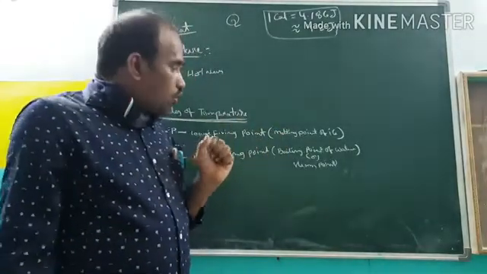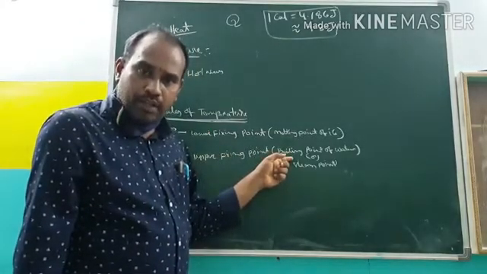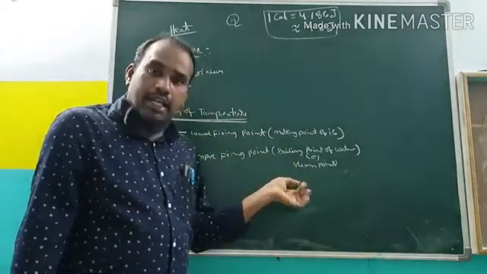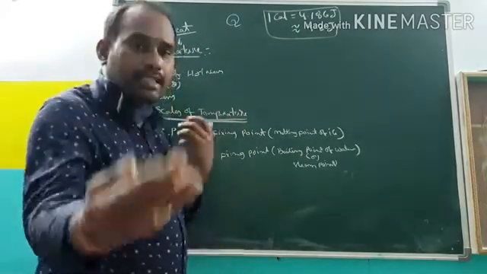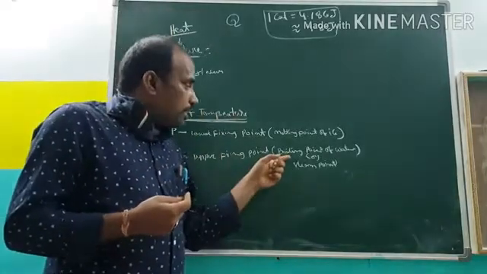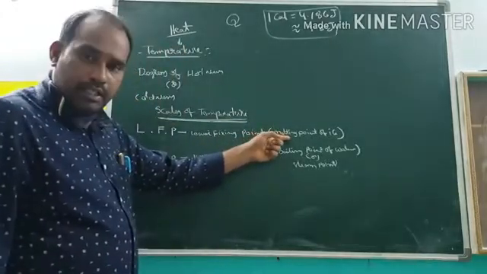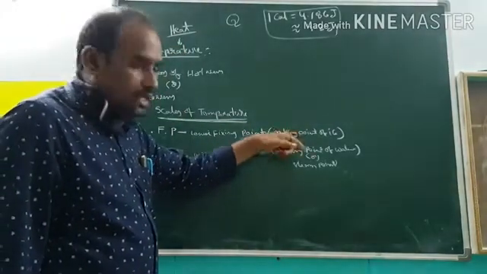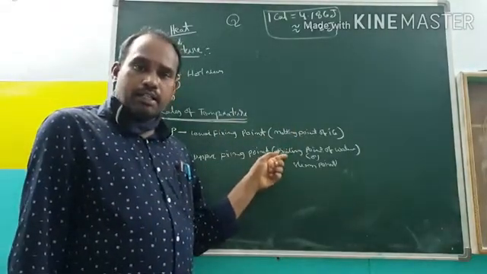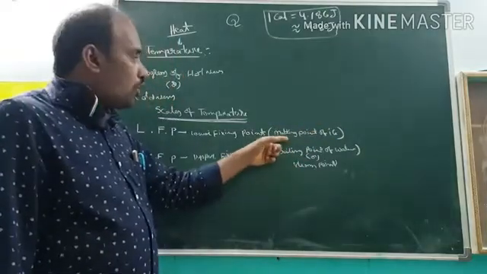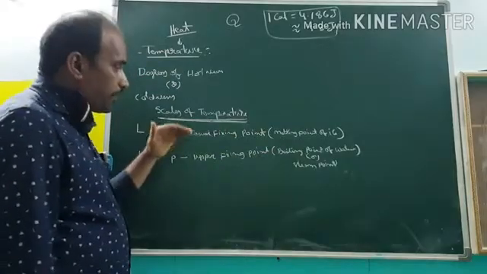Are you clear? So second one, what is the boiling point? Here the liquid state materials or substances are converted into gas state. That point is called the boiling point. So the melting point means the solid state material is converted to a liquid state material. Boiling point means the liquid state material is converted to a gas state. So those are taken as the lower fixing point and upper fixing point.